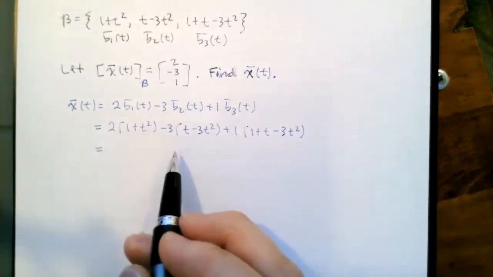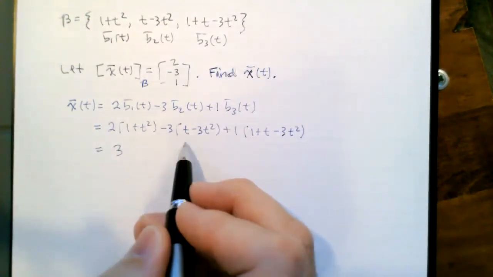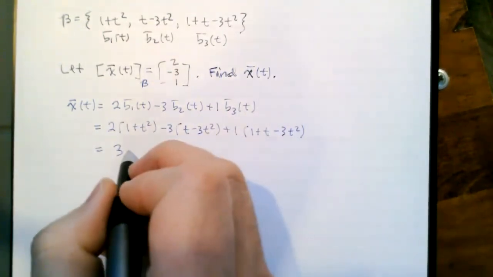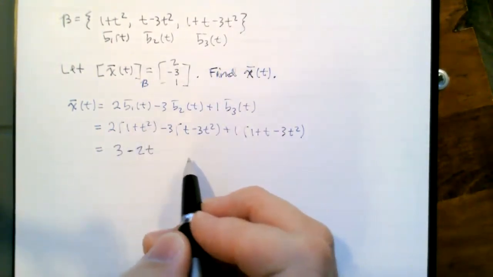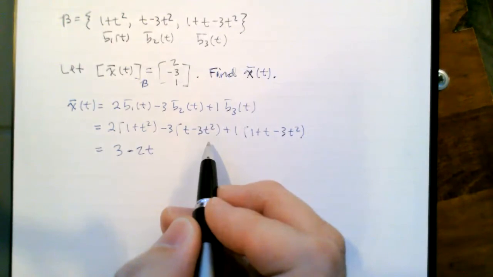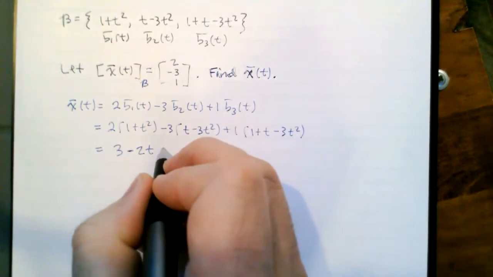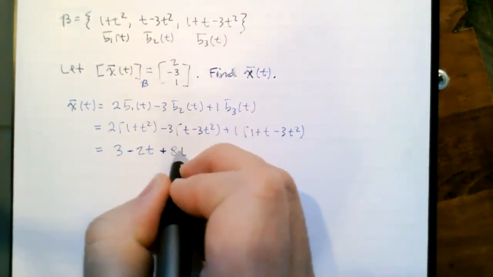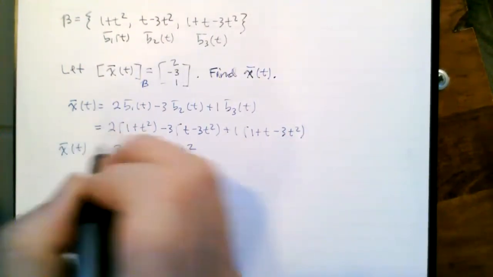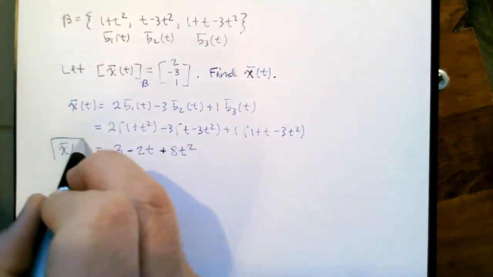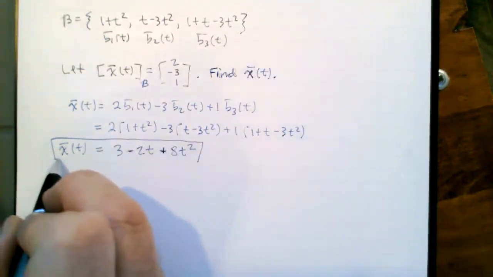And so we'll have 2 plus 1 is 3. The t parts will have -3t plus t is -2t. And 2t squared plus 9t squared is 11t squared. Minus 3t squared is 8t squared. I'm doing arithmetic, so you got to watch me because I might be messing something up. So in this case, I gave you coordinates, and we found the polynomial that has those coordinates.